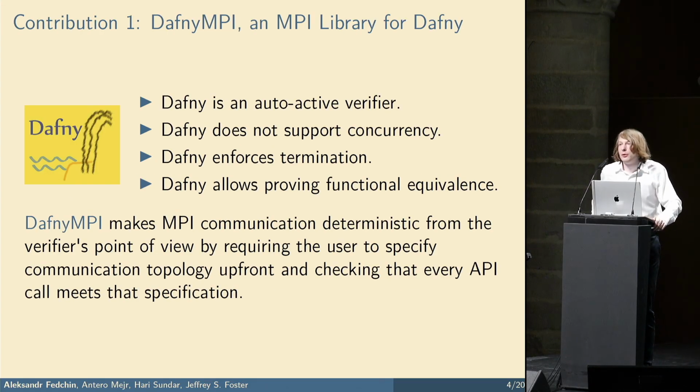All right, so with this in mind, let me introduce our first contribution, which is DafnyMPI, and it is an MPI library for the Dafny programming language. A few words about Dafny. Dafny is an auto-active verifier, so that means that it fills in low-level proof details for you. It enforces termination by default. You always have to prove termination, and it is great for proving functional equivalence.